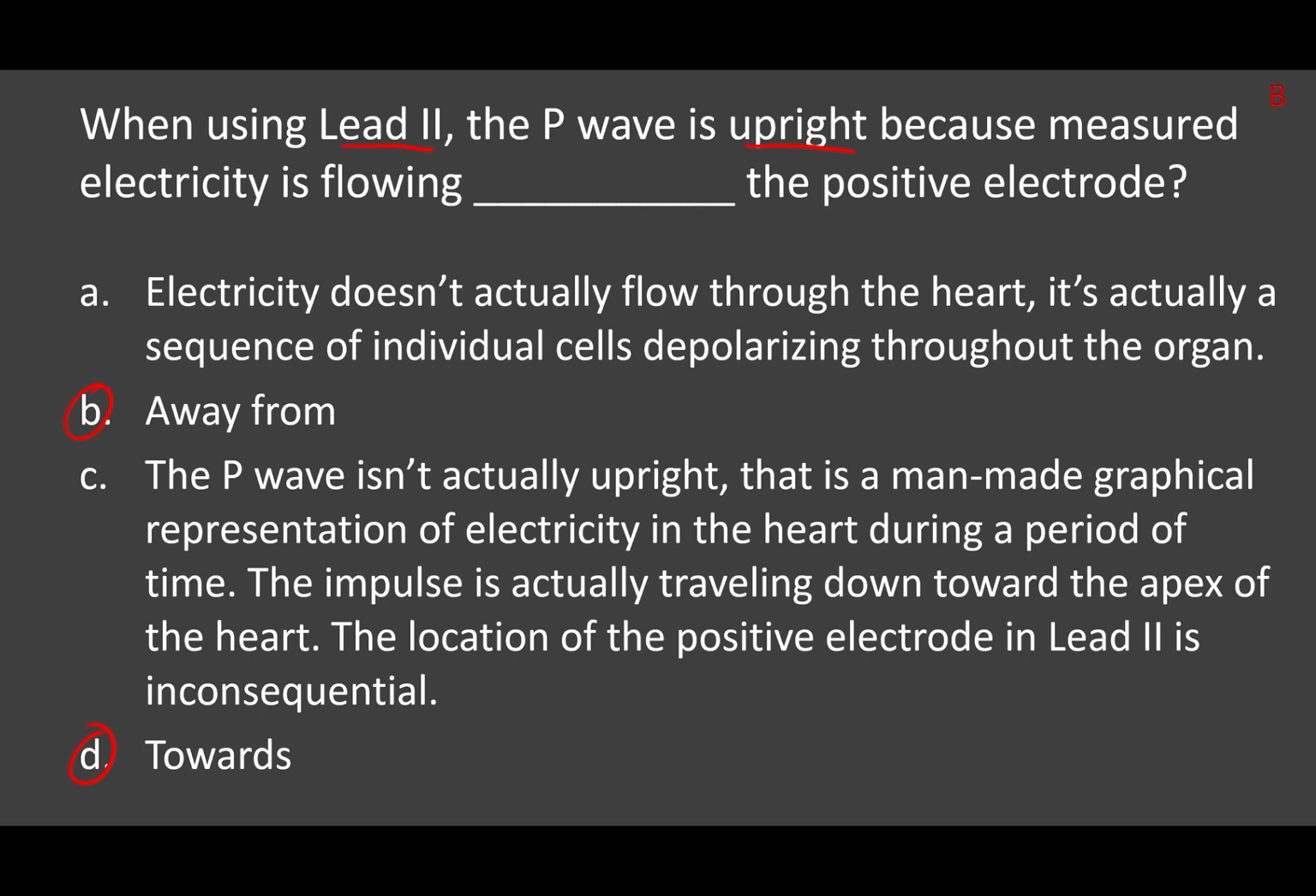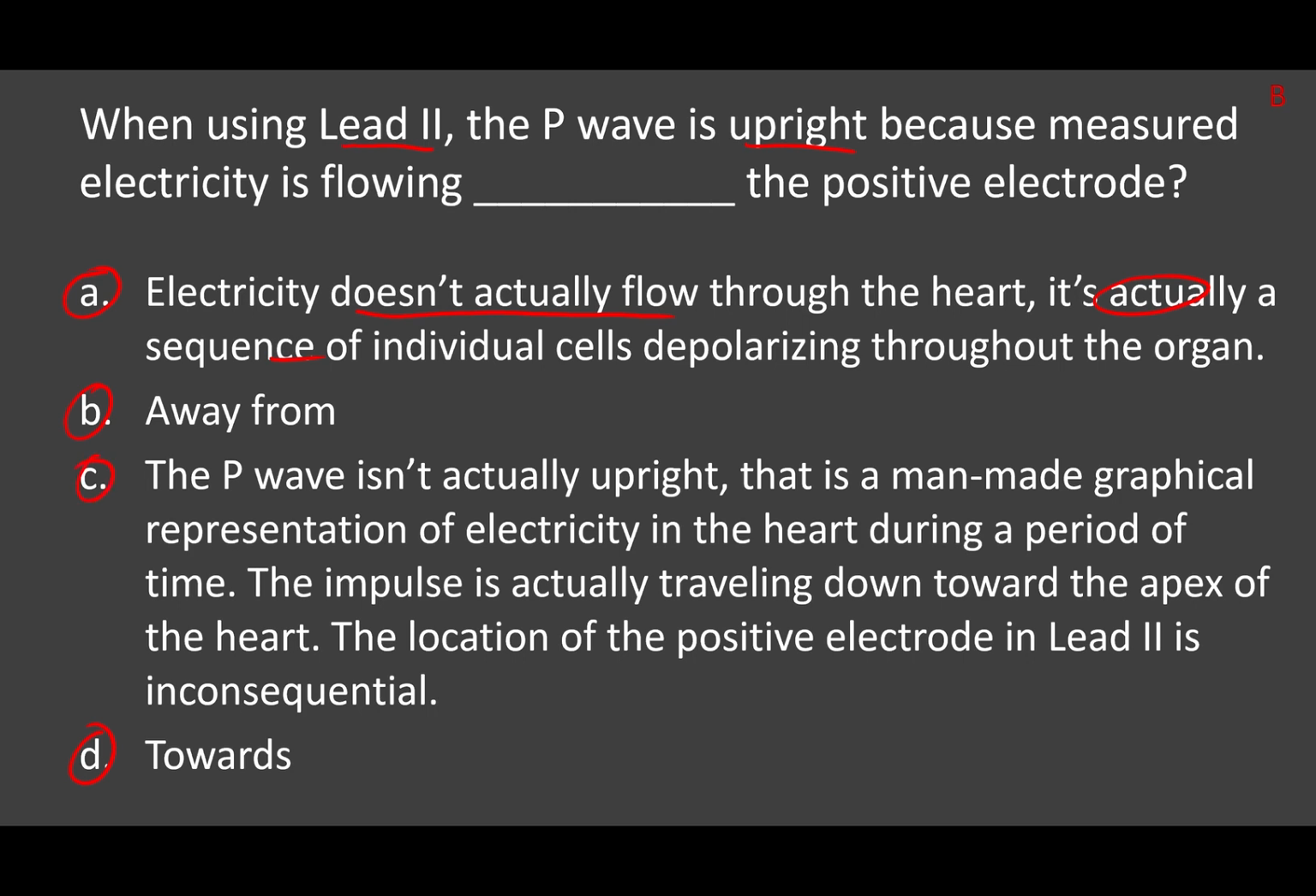That being said, I'm going to take a quick second to go through why these other two answers are not correct. In answer A, electricity doesn't actually flow through the heart. It's actually a sequence of individual cells depolarizing throughout the organ. Well, this is incorrect. Electricity does flow through the heart because that's how electricity works. It goes from one point to another. This part's true, though, that it is actually just a sequence of individual cells depolarizing throughout the heart.